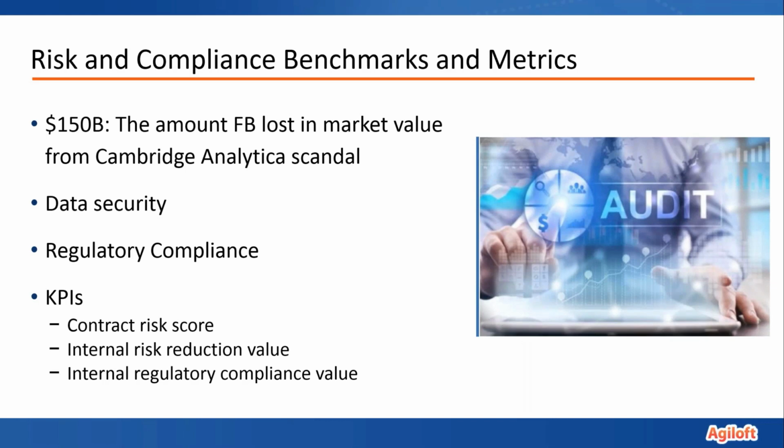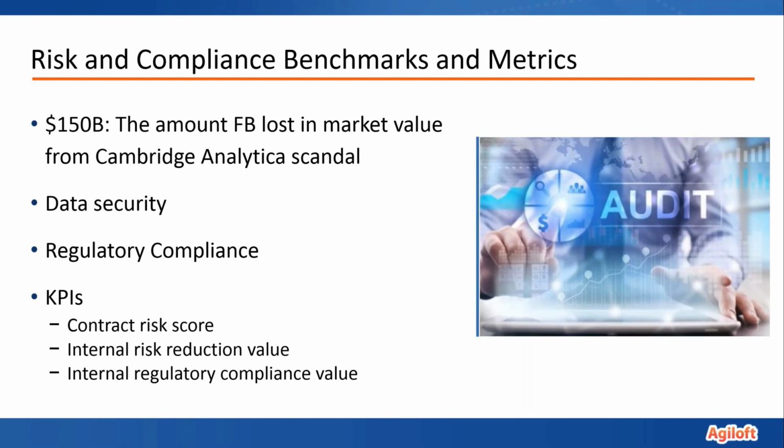Building compliance into your contract management system is a much more sustainable proposition. It's hard to measure the risk mitigation value because there's an intangible aspect to it. And while the risk may be small, it's one of the few things that has the potential to bring down the entire organization. Some KPIs to watch for risk and compliance include whether or not you're currently in full compliance with regulatory mandates, the cost of maintaining and documenting that compliance for audits, the contract risk score, and internal risk reduction value.